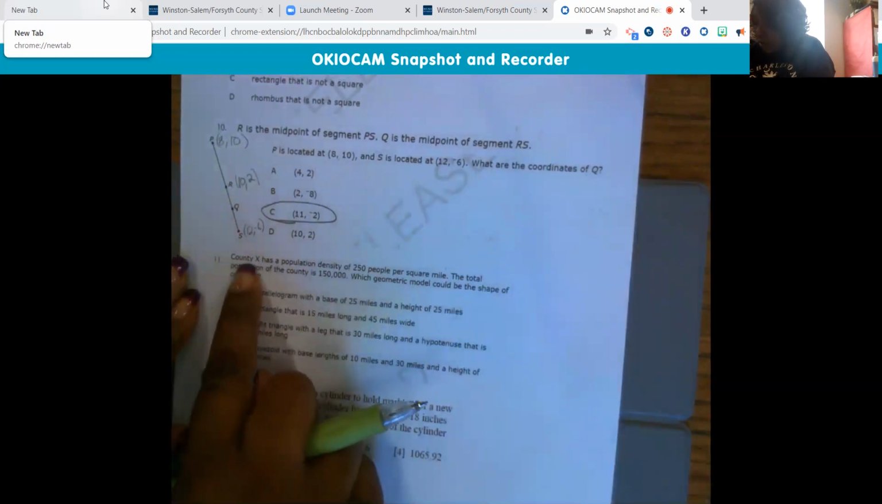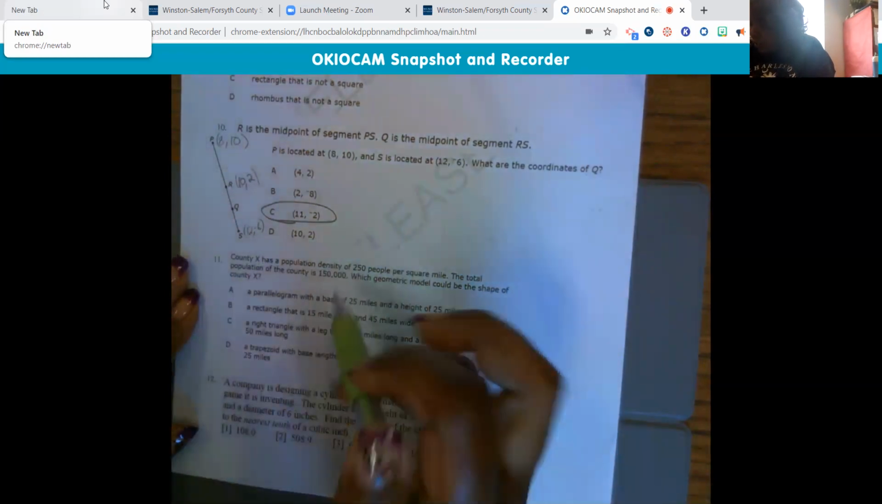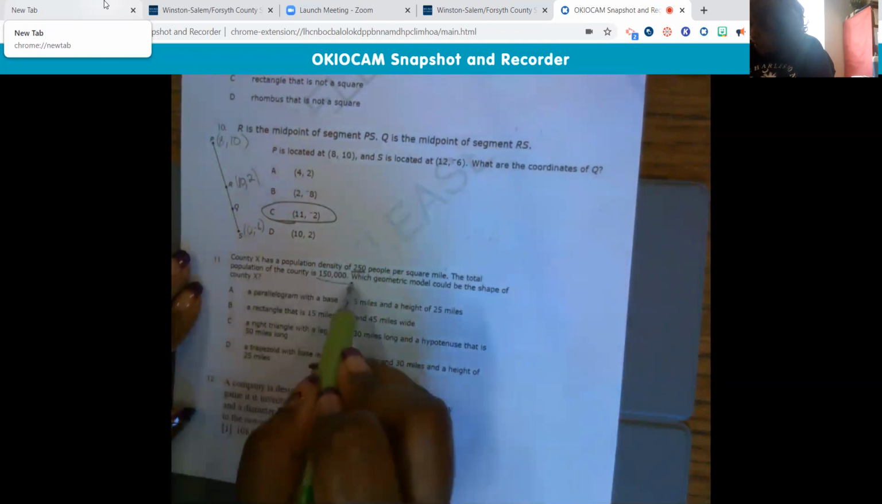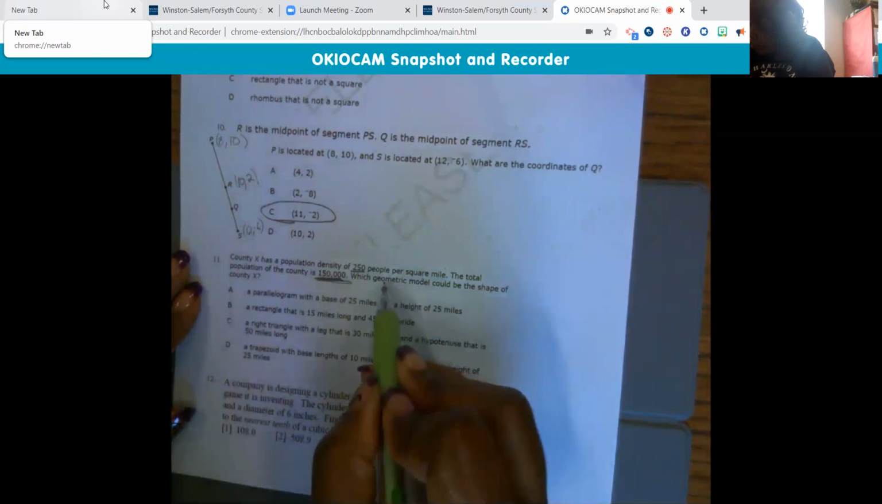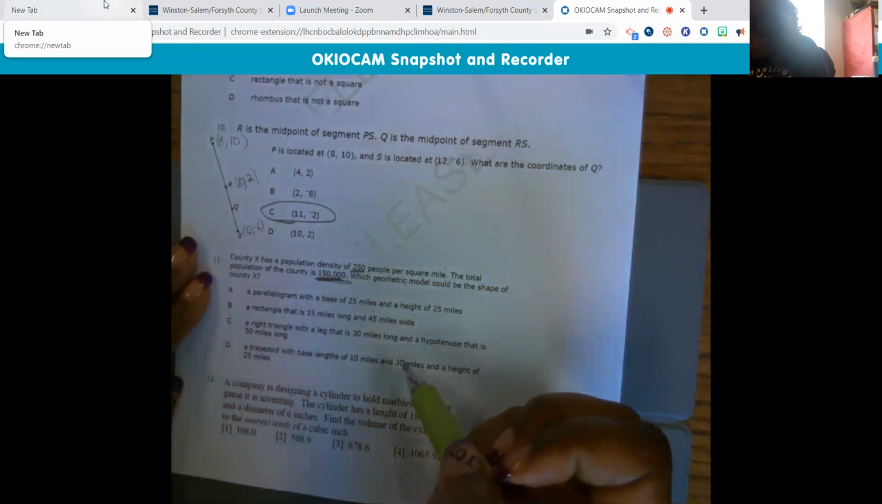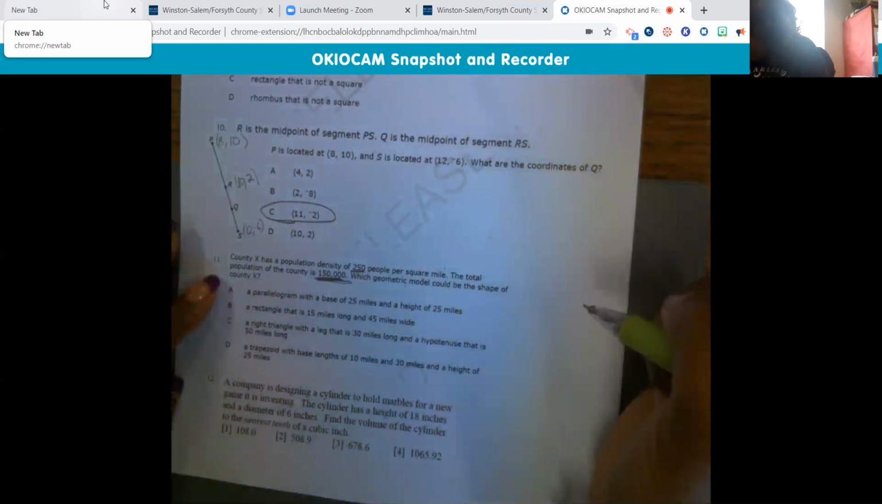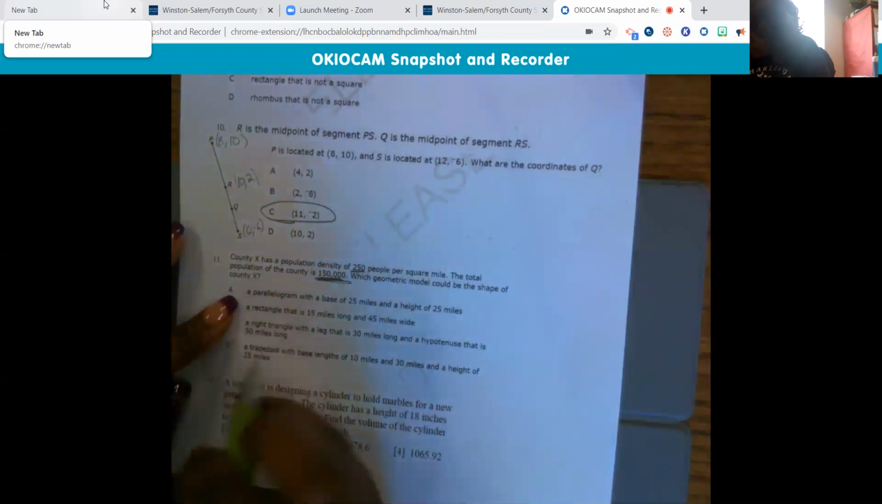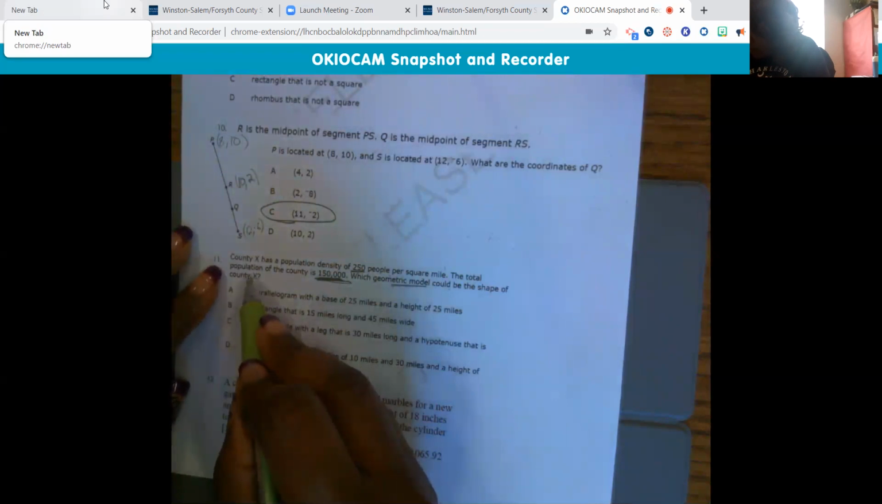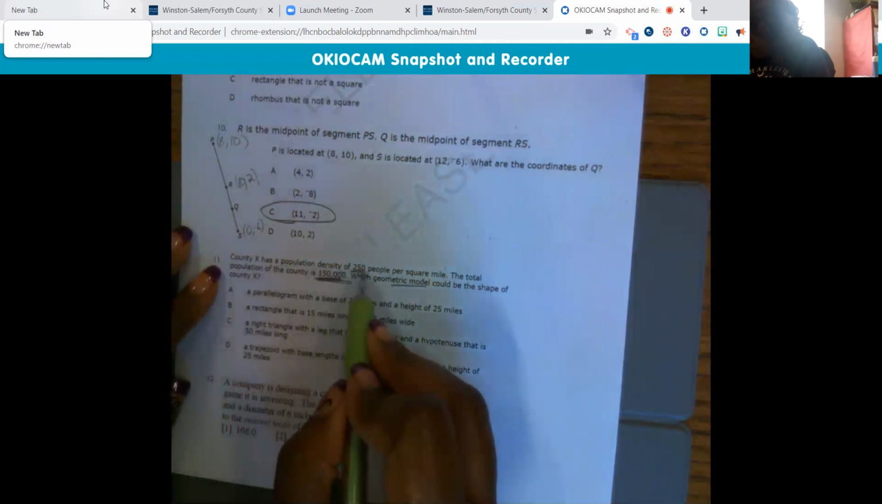Here we go. It says County X has a population density of 250 people per square mile. The total population of the county, this is the total population right here. Which geometric model could be the shape of County X? Okay, all right, let's see. Let's choose the best answer here. Which geometric model could be the shape of County X? County X has a population density of 250.